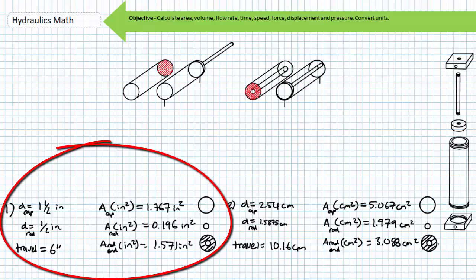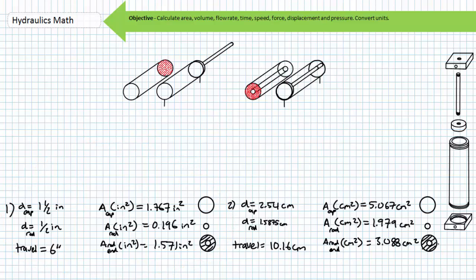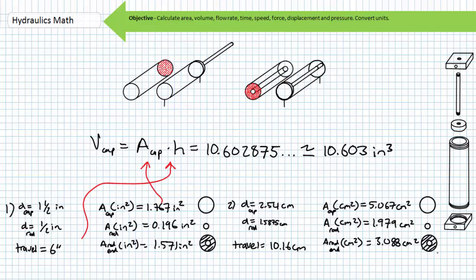Consider our first example, where a cylinder has a cap diameter of 1.5 inches, a rod diameter of 1/2 inch, and a travel length of 6 inches. Using our previous understanding of circular surface area, a 1.5 inch diameter circle has a surface area of pi over 4 d squared. This quantity times a height of 6 inches means this full cylinder has a volume of 10.603 cubic inches, rounded to 3 decimal places.